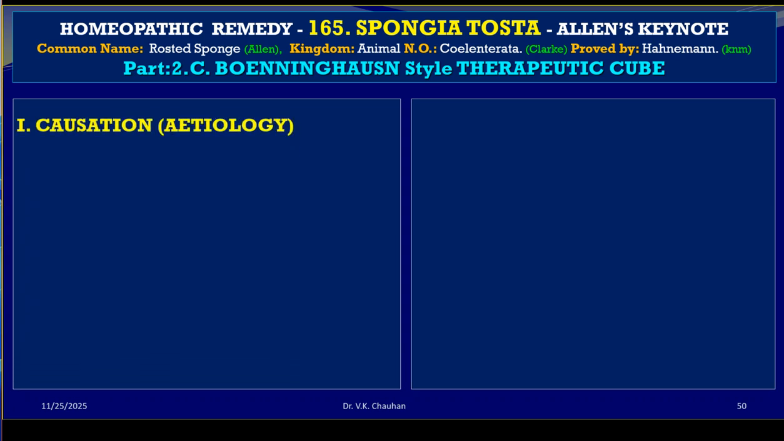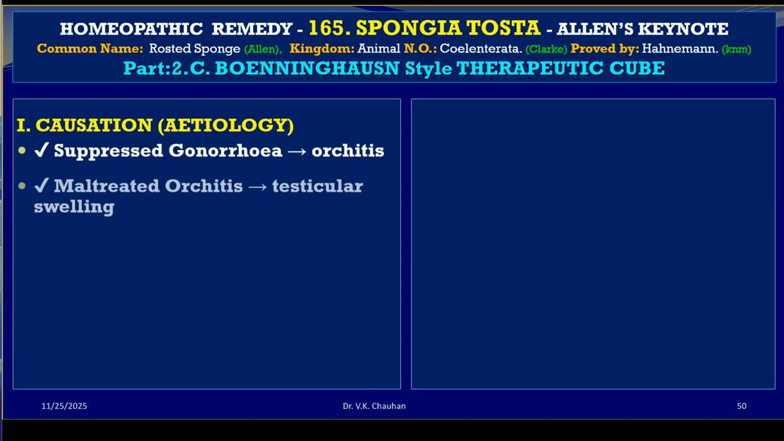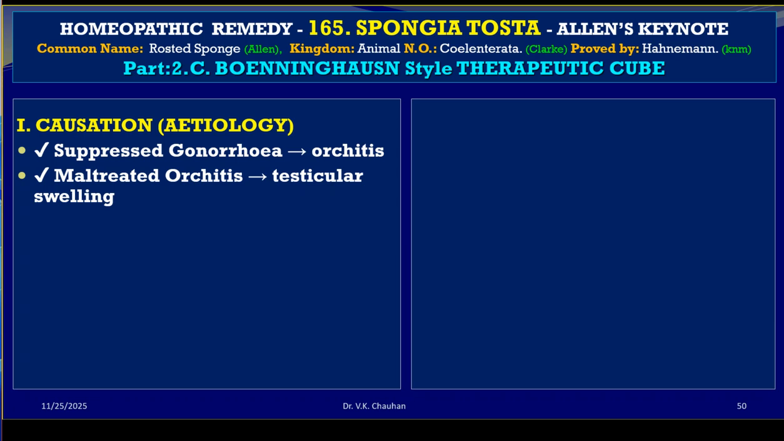The first thing is the causation, etiology. It is suppressed gonorrhea leading to orchitis, or you can say maltreated orchitis, where chronic testicular swelling persists for a long time. The corresponding PQR is 16.